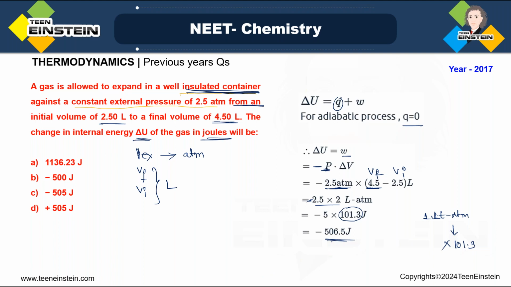And if we take the nearest value, because it is not given exactly, so 505 you have to consider. But be very careful about the sign because 505 is given with both signs, minus and plus. So just correct calculation is not enough. You also have to understand the sign. So this should be the correct option. We'll go to the next question.